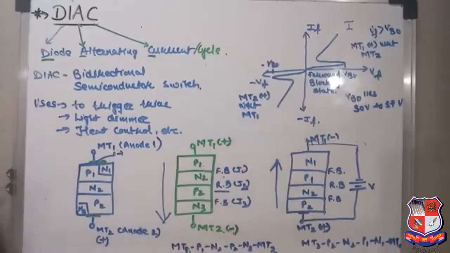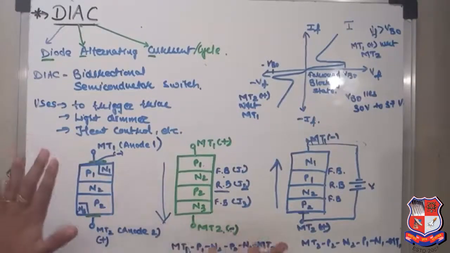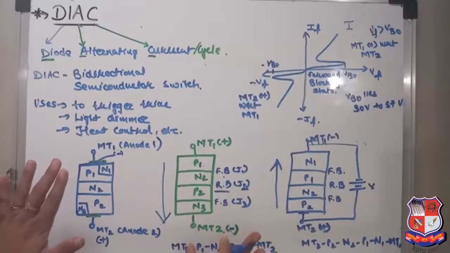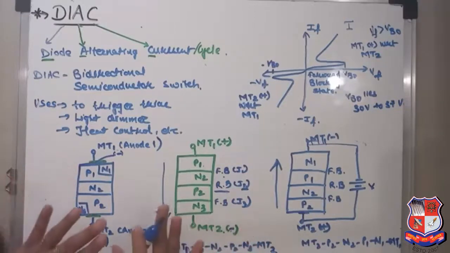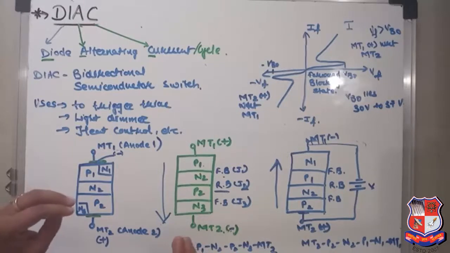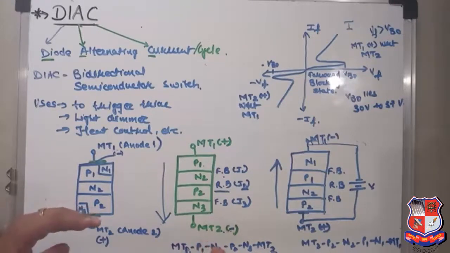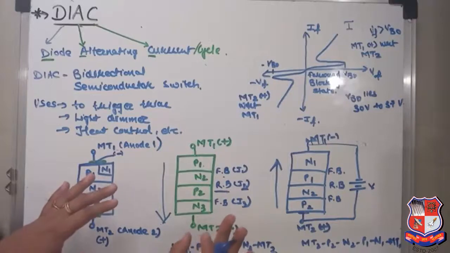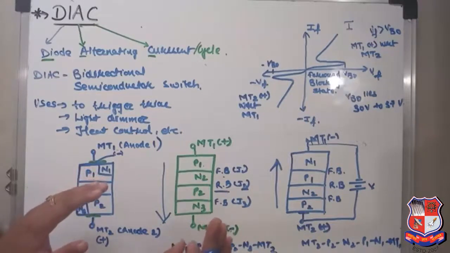See here, there is no control terminal as in the triac and the SCR. So it is not a latching device, it is simply a bidirectional switch which can be turned on by applying the forward voltage or by applying a voltage exceeding the breakover voltage, and it can be turned off by reducing the voltage below the breakover voltage. So it is a bidirectional switch which is widely used to trigger the triac.